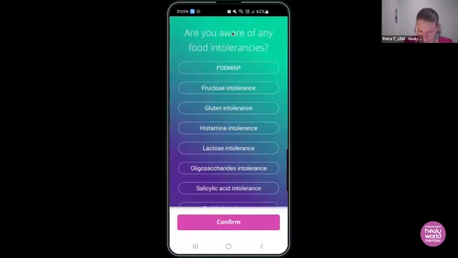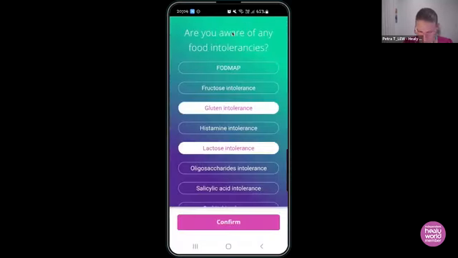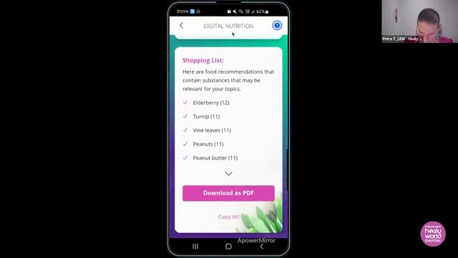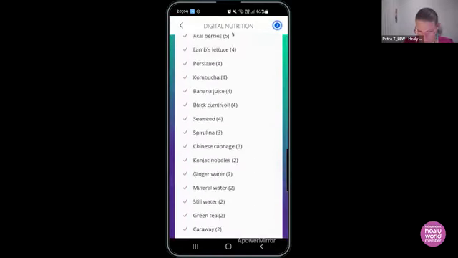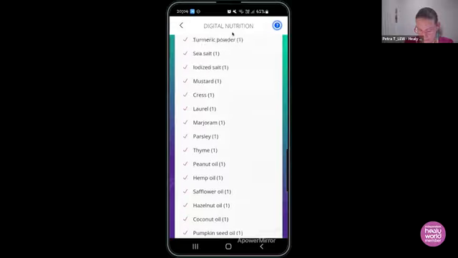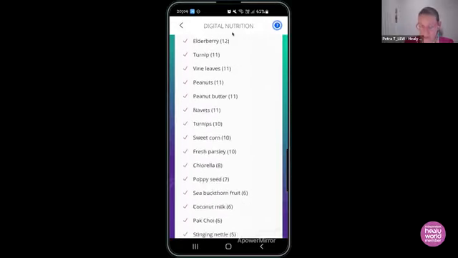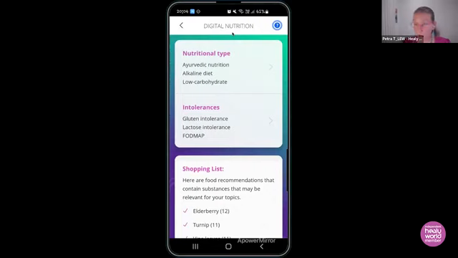And then if you have any intolerances, gluten-free, lactose-free, I don't know what it is, FODMAP, you confirm that. And it's going to give you a shopping list of foods or recommendations of what you can eat based on that to support your diet. Yeah, so it's a shopping list of foods. It doesn't give you recipes, it doesn't give you anything else.